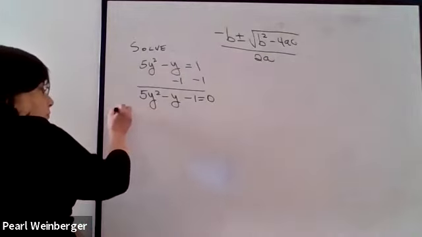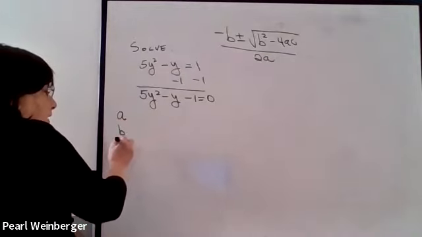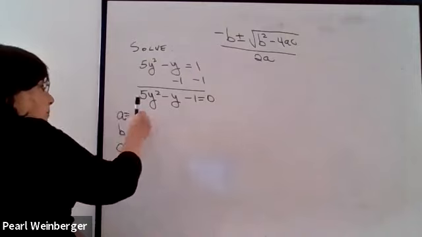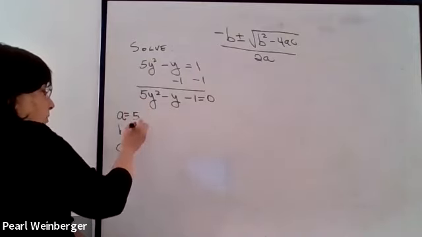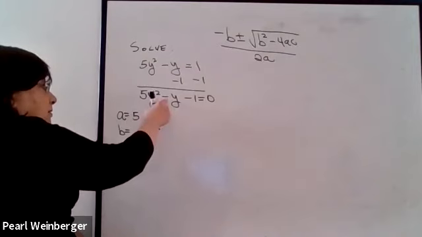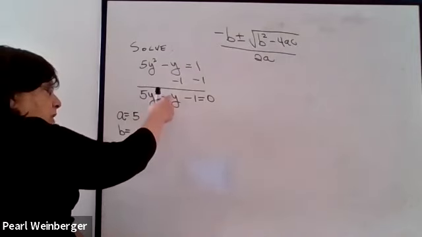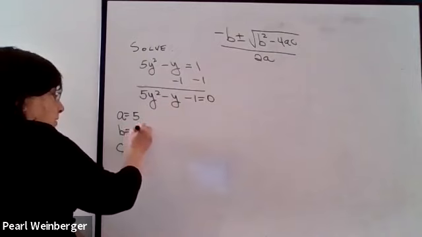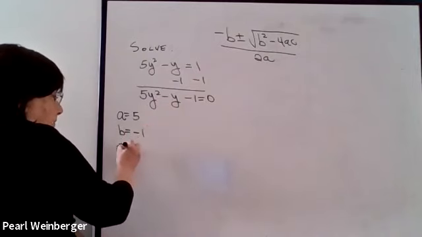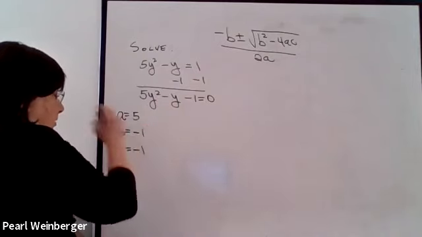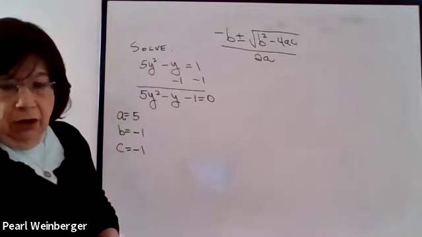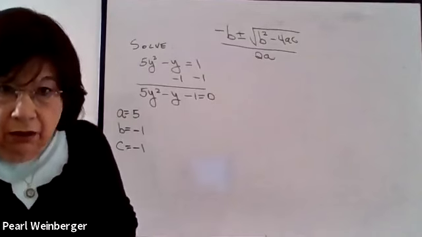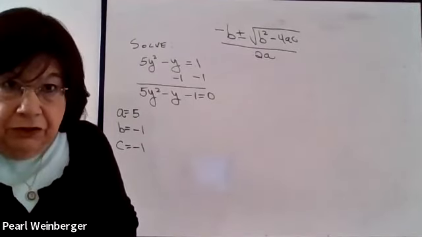Okay, so therefore, we're going to write out what we have for a, b, and c. Now, my a is the 5. That's the number in front of the y squared. The b is, well, there's no number in front of the y, so that's a 1, so it's negative 1. And the c is also negative 1. Don't forget to include those negatives as part of the coefficients.